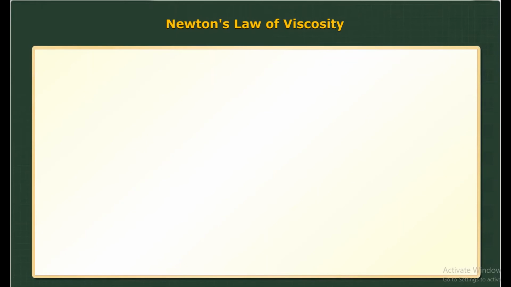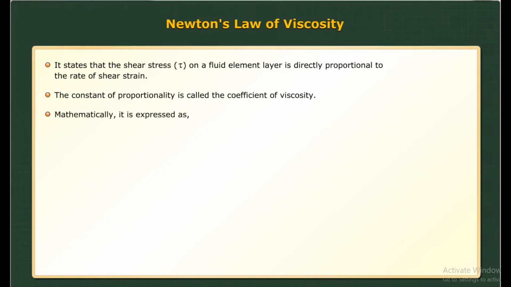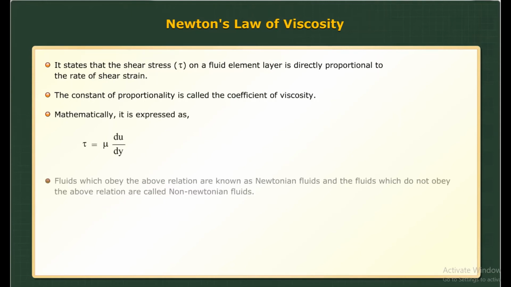Newton's law of viscosity. It states that the shear stress on a fluid element layer is directly proportional to the rate of shear strain. The constant of proportionality is called the coefficient of viscosity. Mathematically, it is expressed as given by the equation. Fluids which obey the above relation are known as Newtonian fluids, and the fluids which do not obey the above relation are called non-Newtonian fluids.